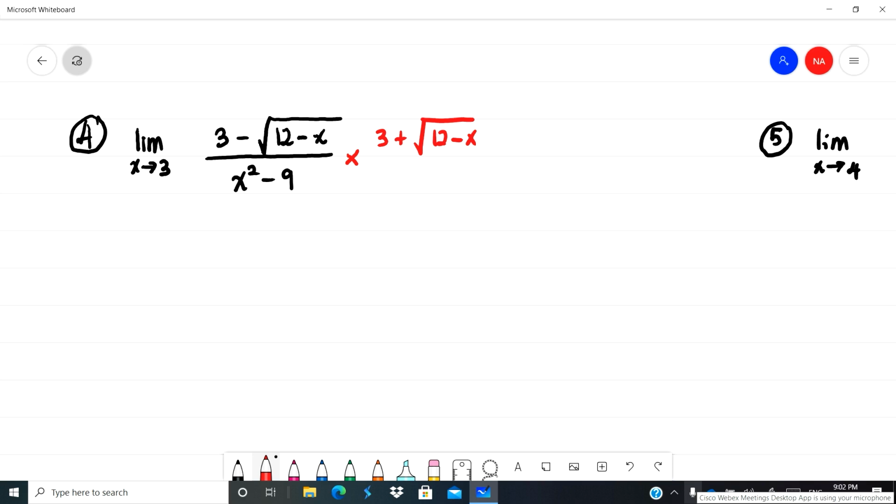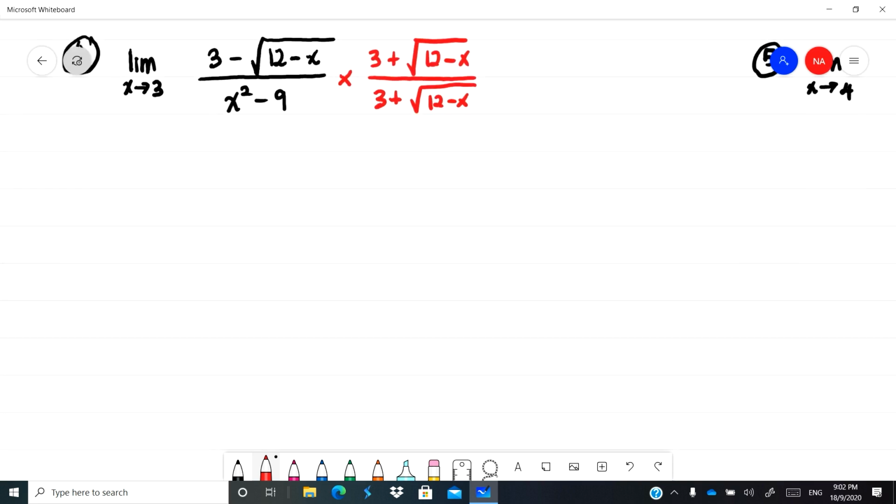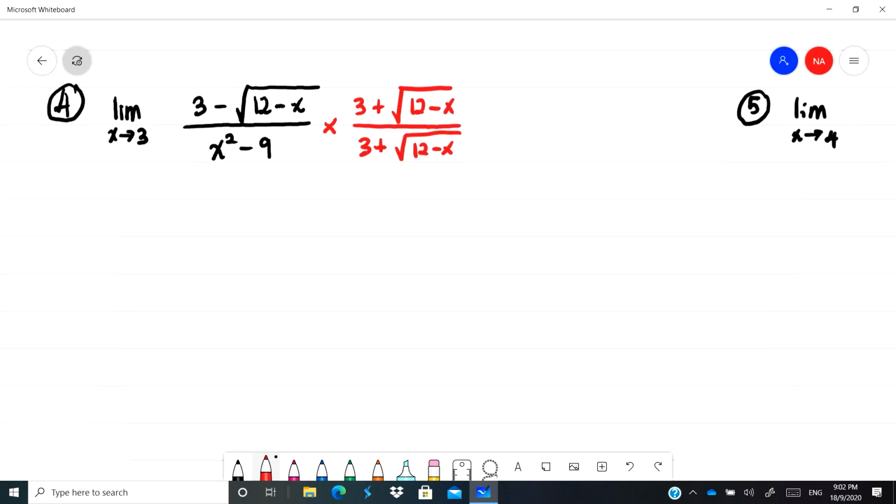As I said, if you have the 0 over 0 case, you have to use either factorization, conjugate, or the squeeze theorem, which you will be learning later. Now you have 3 plus the square root of 12 minus x. Same thing at the denominator, also the numerator. So you have this part.